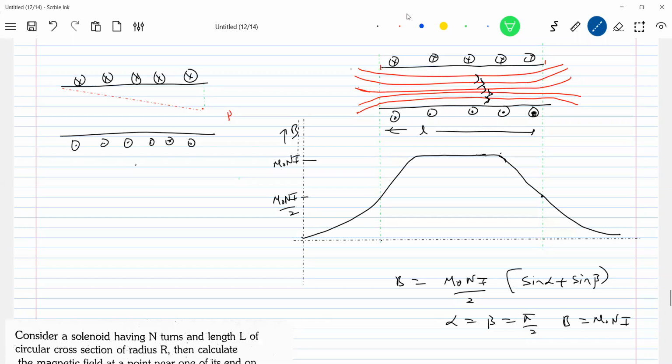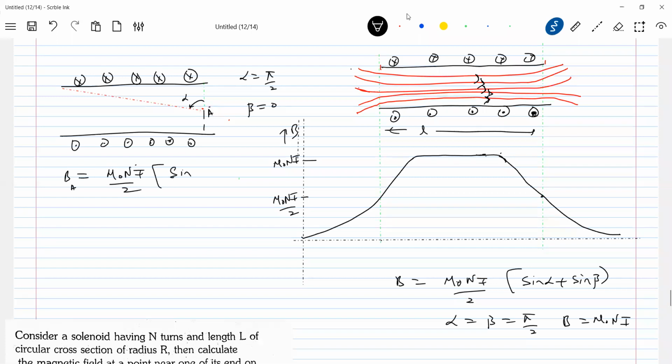So the point P. So what is alpha? Alpha now tends to pi by 2, and beta is 0, no? Alpha is pi by 2. Beta is 0. Clear this, and alpha will be almost equal to 90 degrees. So then the magnetic field at the point here, write it. Should be equal to how much? Mu naught Ni by 2 (sine 90 plus sine 0), which is equal to mu naught Ni by 2.